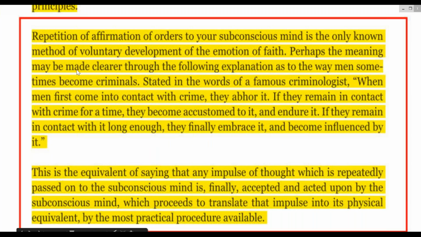And so here's a very valuable point, which is that repetition of affirmations or orders to your subconscious mind is the only known method of voluntary development of the emotion of faith. You must say your statement with faith, and you can't develop it for less of a price than what? Repetition. Perhaps the meaning may be made clearer through the following explanation as to the way men and women sometimes become criminals. Stated in the words of the famous criminologist, when men first come into contact with crime, they abhor it. If they remain in contact with crime for a time, they become accustomed to it and endure it. And if they remain in contact with it long enough, they finally embrace it and become influenced by it.